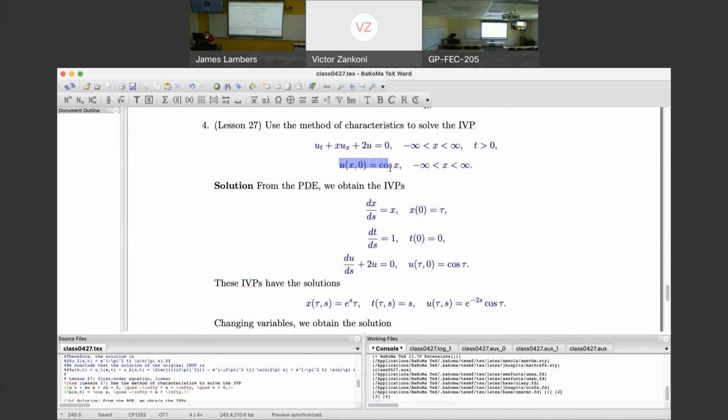Here are the initial conditions defined on the x-axis. So x at s equals 0 is set equal to tau. That's the initial value in that case. The coefficient of du/dt, in this case 1, that's dt/ds. And because the initial condition is on the x-axis where t equals 0, this is always going to be 0 for our variable s, for the initial condition. The initial value for t, in this case 0, is what goes here.